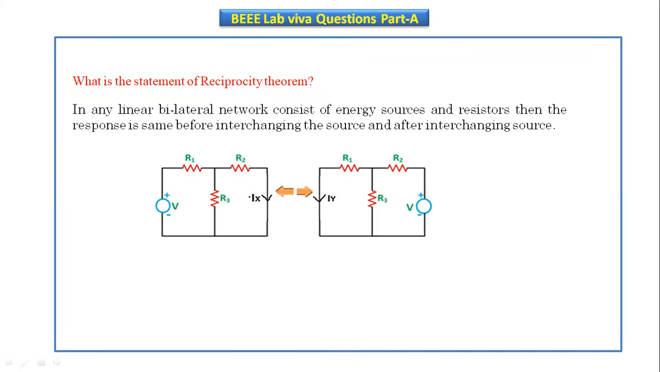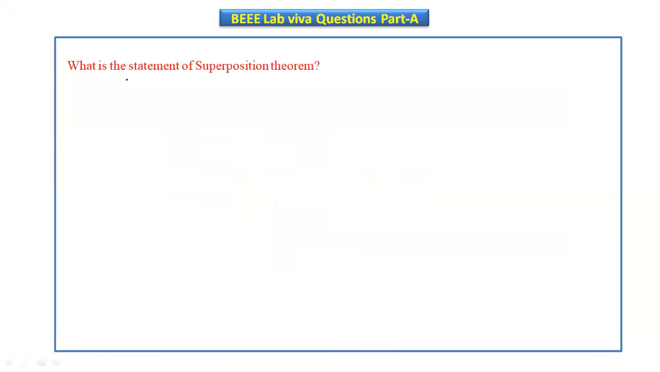So according to the reciprocity theorem, before interchanging the source, the response is Ix. Ix must be equal to the response after interchanging the source, which is Iy. So from this we can say that before and after interchanging the source, the responses Ix and Iy should both be equal according to the reciprocity theorem. This is the reciprocity theorem statement.